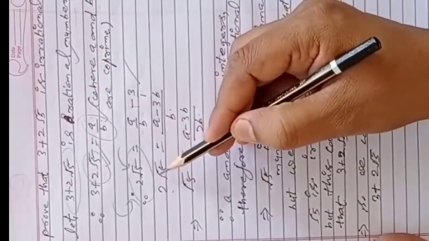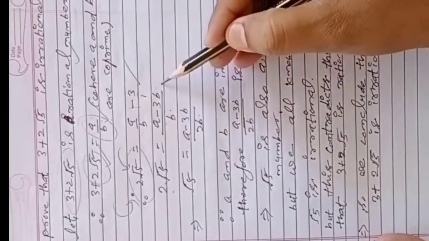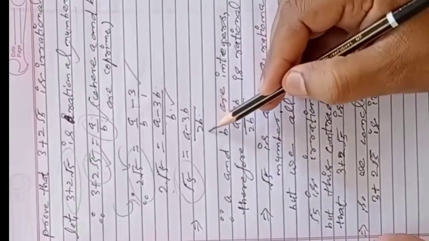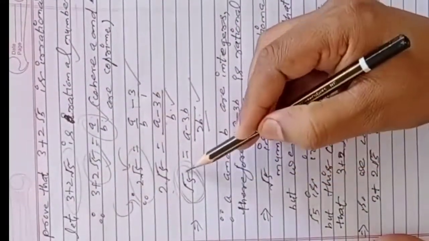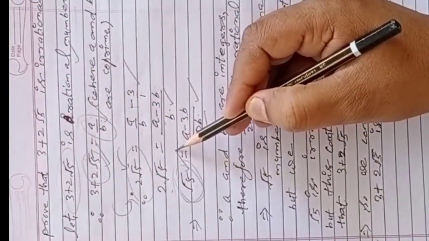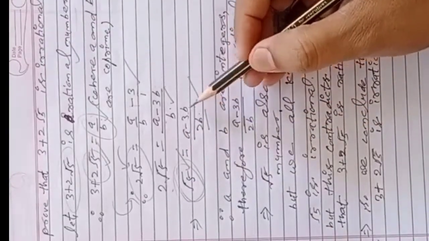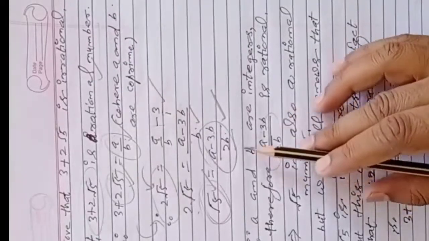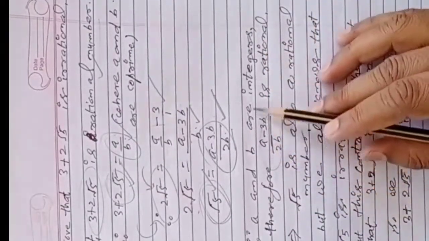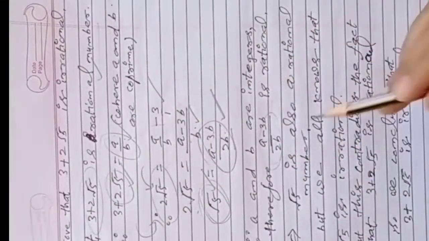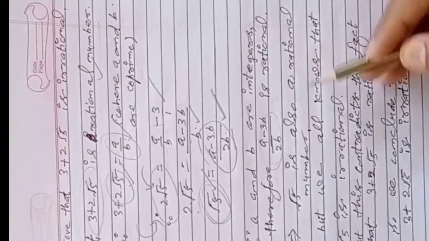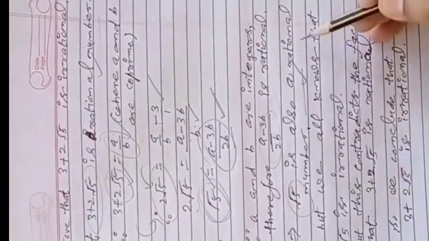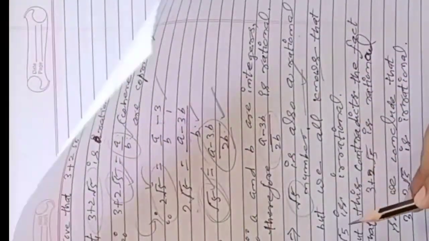So 2 root 5 is equal to a minus 3b upon b, and root 5 is equal to a minus 3b upon 2b. Only the root should be on the left hand side, all other values go to the right hand side. You clearly observe that this is a rational number, because a and b are integers. But we know that root 5 is an irrational number.